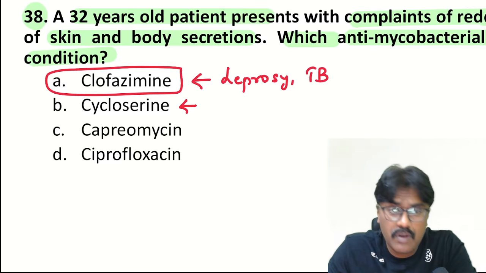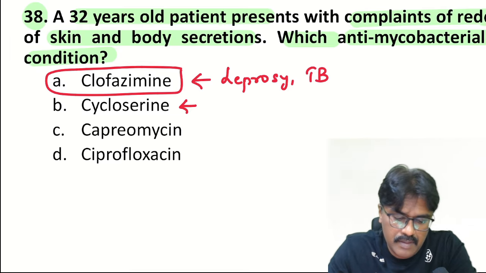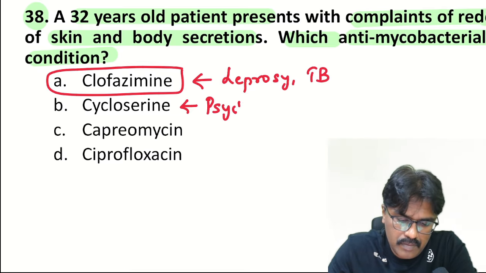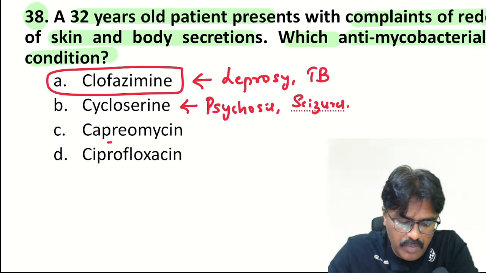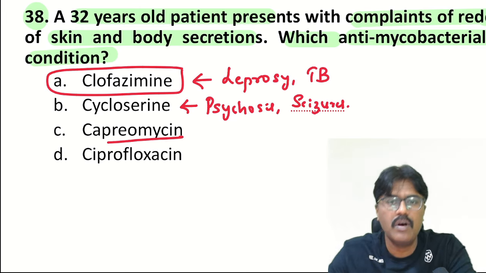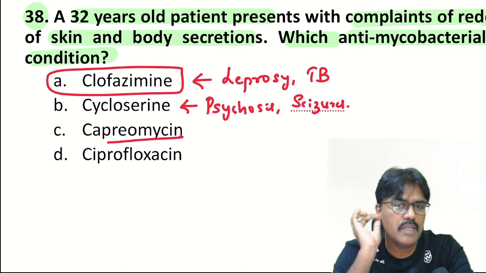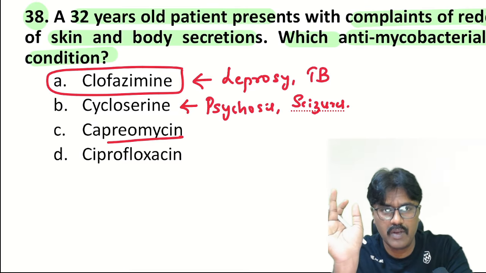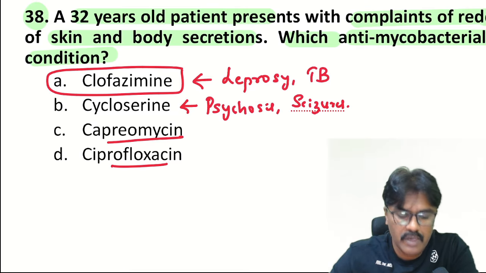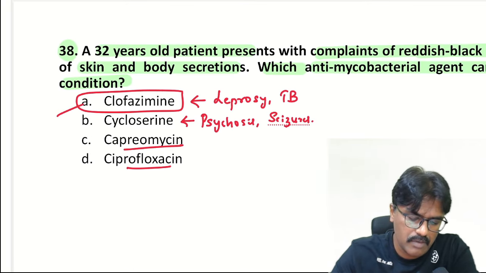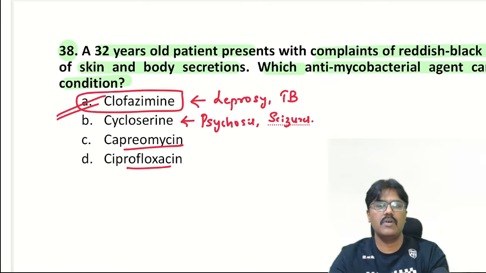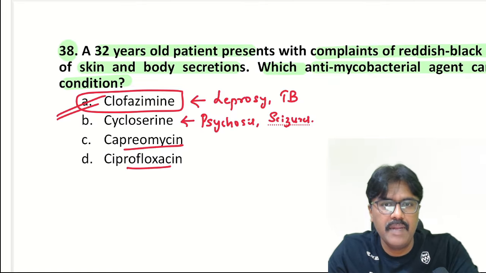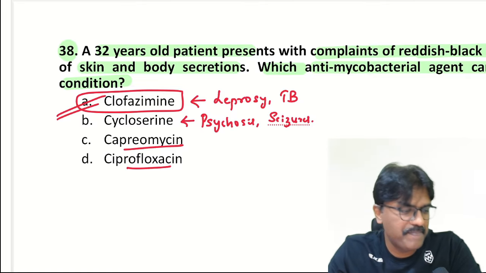Cycloserine, that is used for TB, causes psychosis and seizures. Capreomycin is an aminoglycoside. You know, all the aminoglycosides can cause ototoxicity, nephrotoxicity, and neuromuscular blockade. Ciprofloxacin we already discussed. So the best answer will be clofazimine. Why does it cause discoloration? Because it's a dye. Dye means coloring agent. That's why.